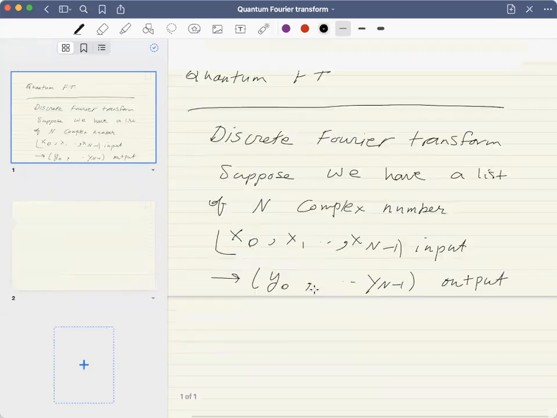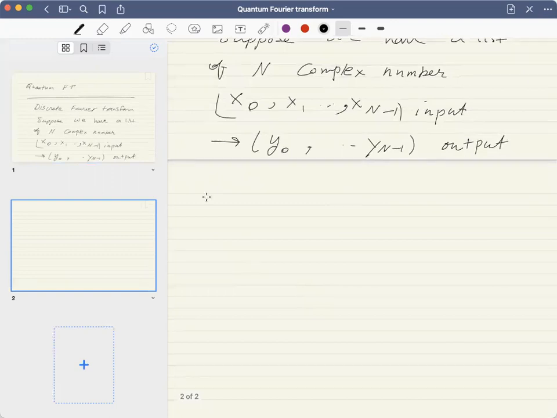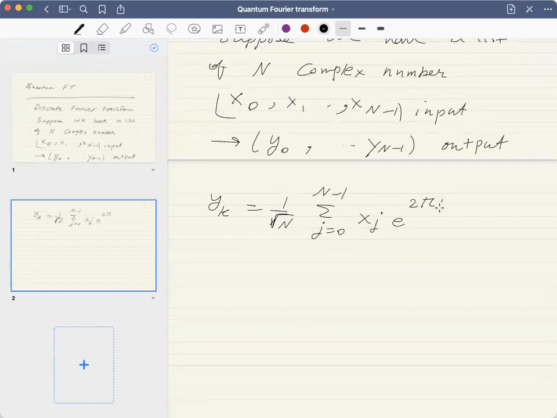According to this equation, we're saying y_k is 1 over square root n. There are different conventions about where you put that, but let's put it here. Then the sum over j equals 0 to n minus 1 of x_j times e to the 2 pi i, where i is the square root of minus 1, jk over n.